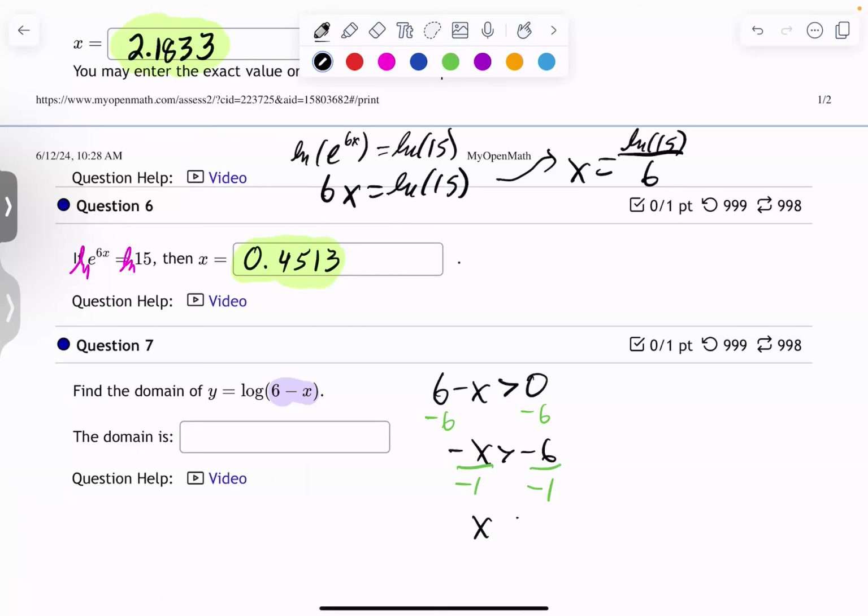And remember, when you divide by a negative, that changes the direction of the inequality. So x has to be less than 6. As long as x is less than 6, we can dump values of x in there, no problem.